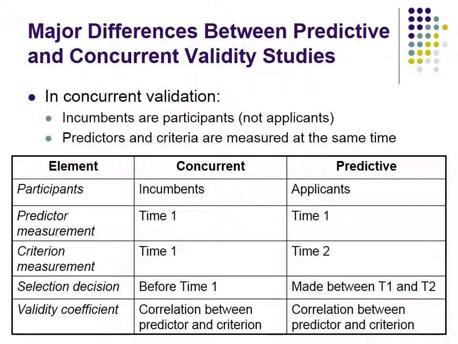The selection decision in a concurrent study has already been done before time one. They've already been selected. They're already in the company. In predictive studies, it's made between time one and time two. We collect the data, and then we hire or not hire, and then if we hire them, we collect performance at time two. And in both cases, the validity coefficient is the same. We're just looking at the relationship, or how much those selectors, the predictors, predicted performance.